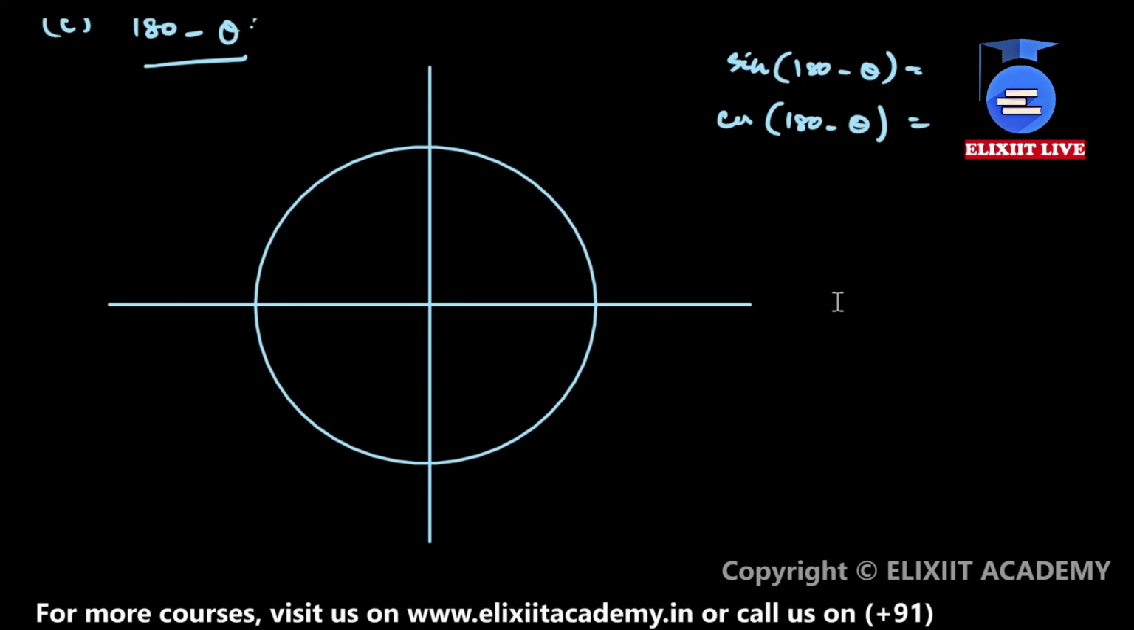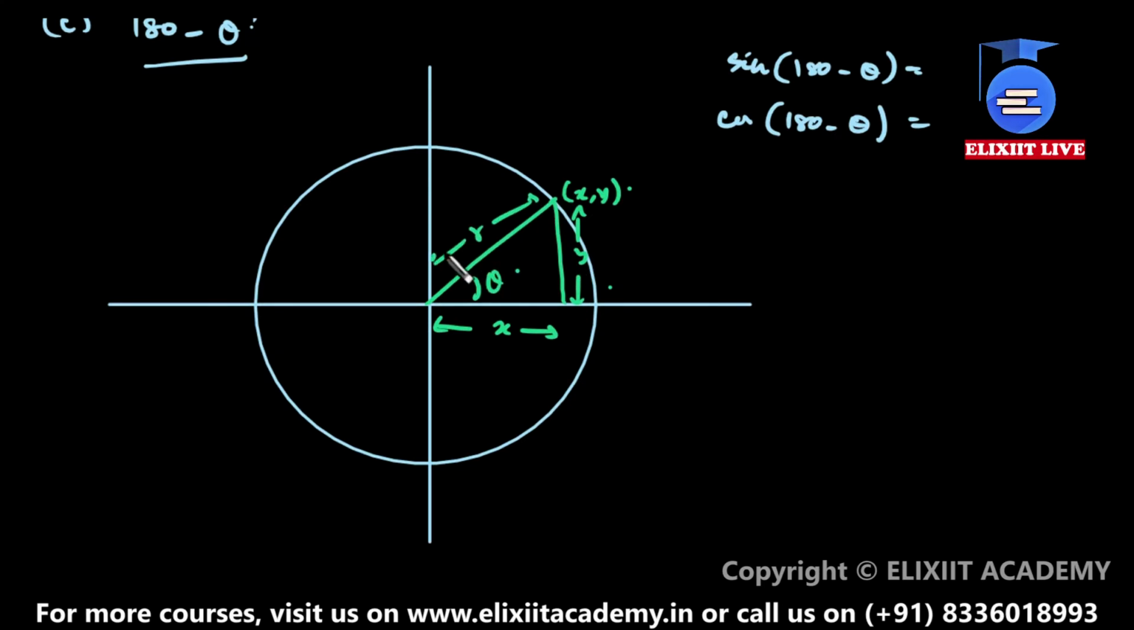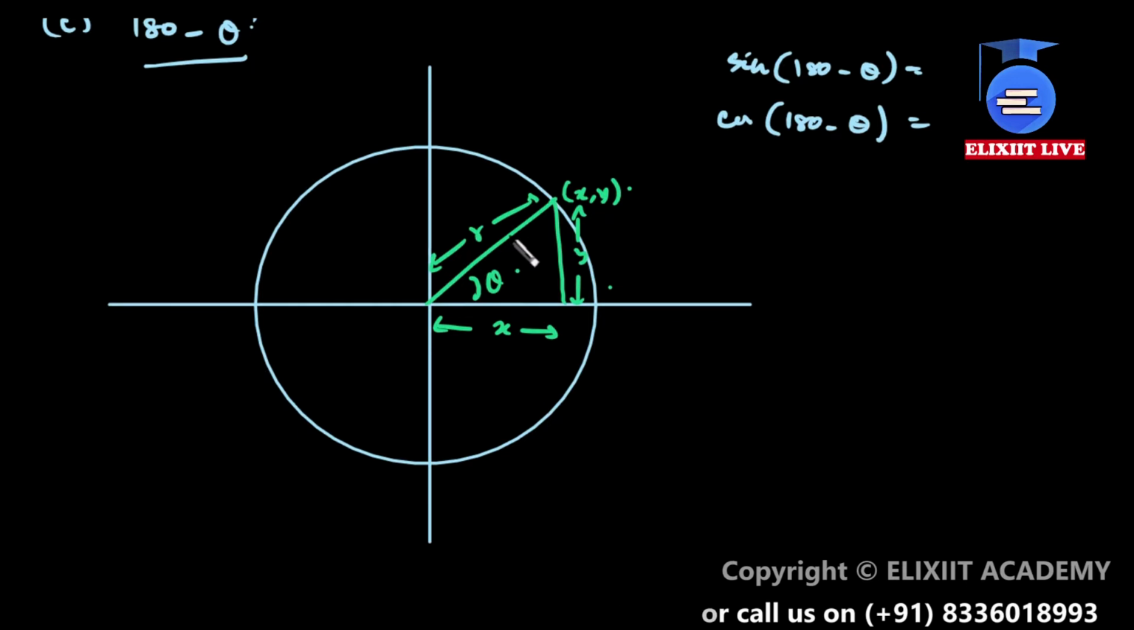So the total is 180. Over here, first we used to take this triangle. This is the coordinate x comma y. This much distance is y, this is x, this was theta originally, and this much is r, the radius of the circle. I need to figure out where 180 minus theta is located. Half the rotation is 180 degrees.